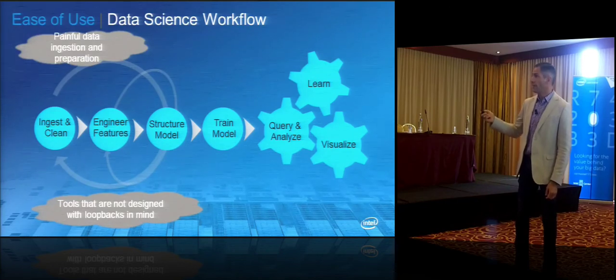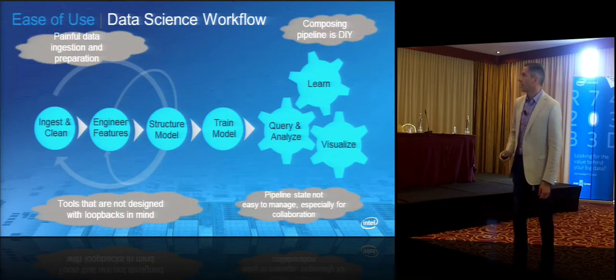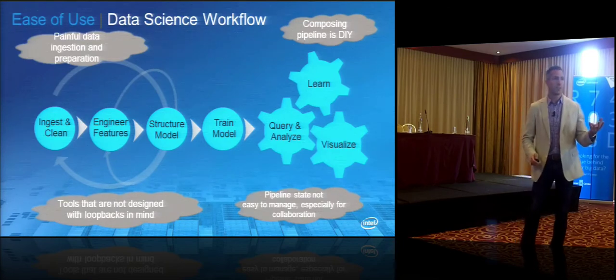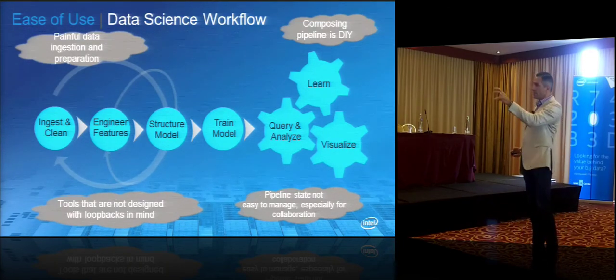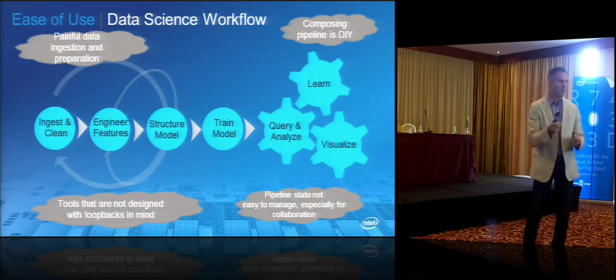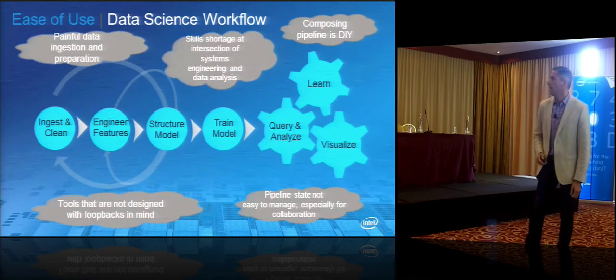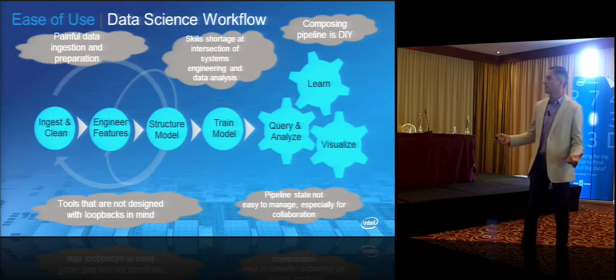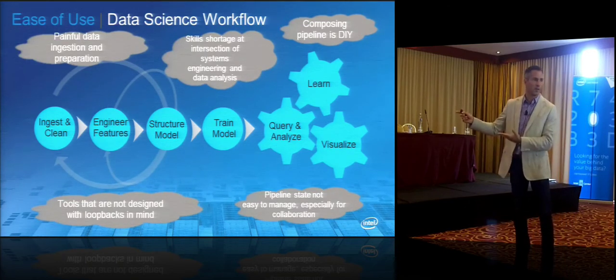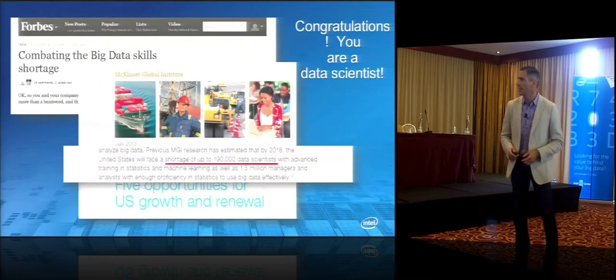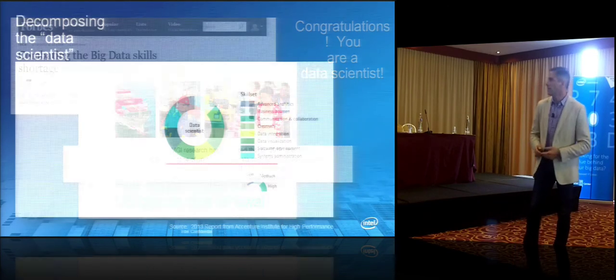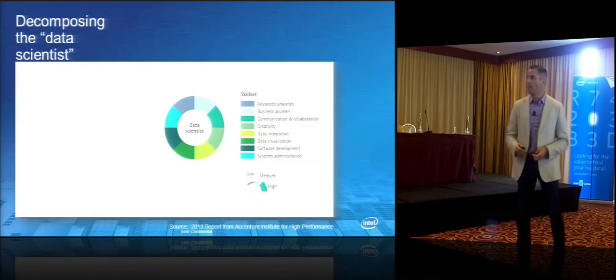It's very painful to develop the features for the model itself. Composing the pipeline is largely do-it-yourself today, but it's getting better. It's hard to manage the state in this pipeline, especially if you're working with other users and collaborating with data science teams. And there's a lack of skills at the intersection of the systems engineering that you build these systems with and the data science that you perform on it. And you know it's a big problem. We know we're going to have a shortage of data scientists by 2018. They estimate a couple 100,000. So obviously hiring people may be a problem.